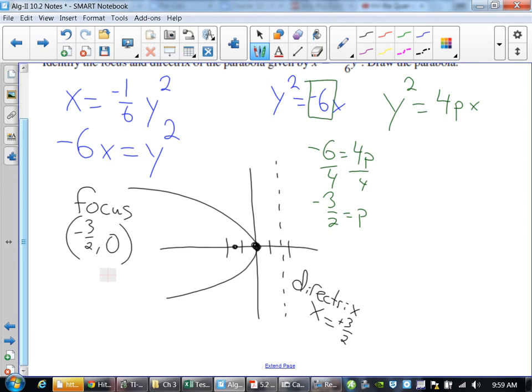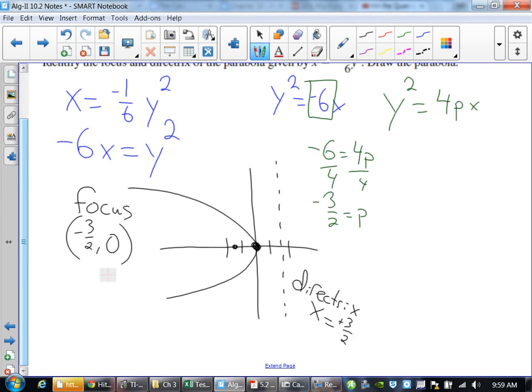So what I want you to see here is that when you have x squared equals 4py, and y squared equals 4px, that p value tells you the direction that it's going to open. If it's an x squared, it's going to open up or down, depending if it's positive or negative. If it's a y squared, it's going to go left or right, depending if it's positive or negative.